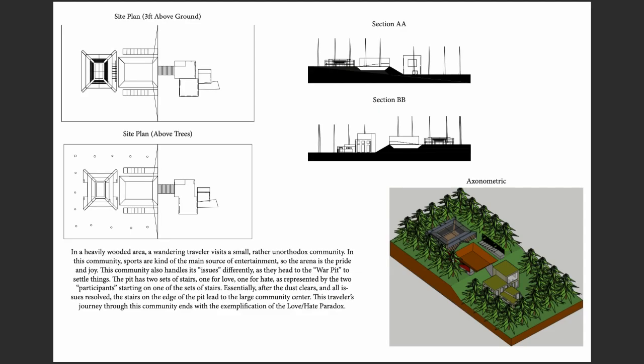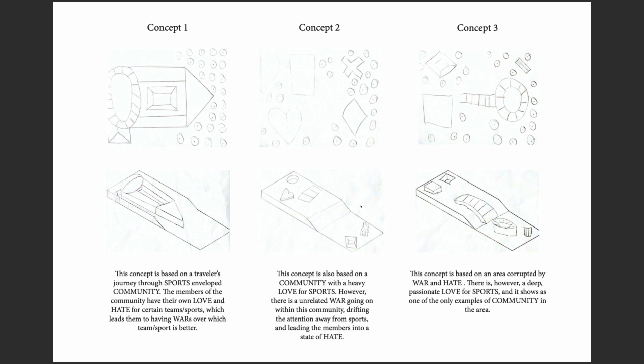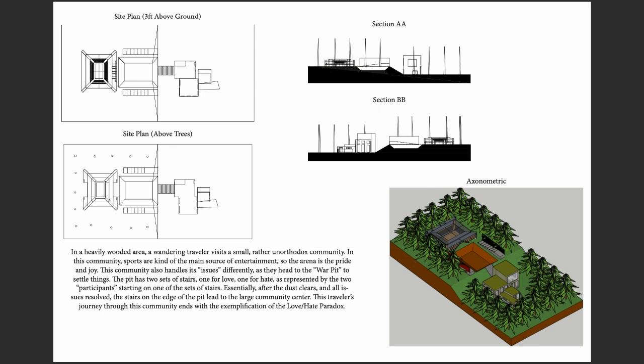For the most part, I decided to go with concept 1 as my final and have the axon model, and then I have my 2 sections and my 2 renderings of the site plans, and I have the narrative where basically the traveler wanders across this small, once again, unorthodox area where the community is heavily based on their love for sports. Now, with that in mind, sports is one of the most common love-hate relationships there is.